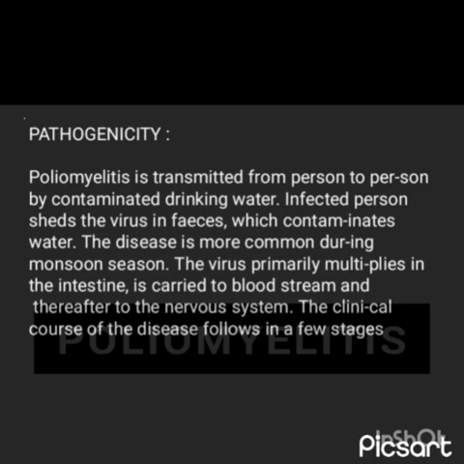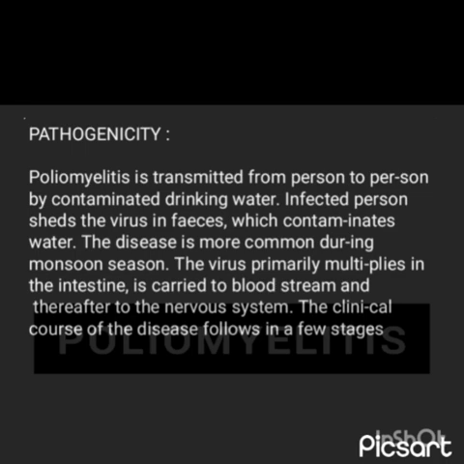Pathogenicity of poliomyelitis virus. Poliomyelitis is transmitted from person to person by contaminated drinking water. Infected person sheds the virus in feces, which contaminates water. The disease is more common during monsoon season. The virus primarily multiplies in the intestine, is carried to bloodstream and thereafter to the nervous system.